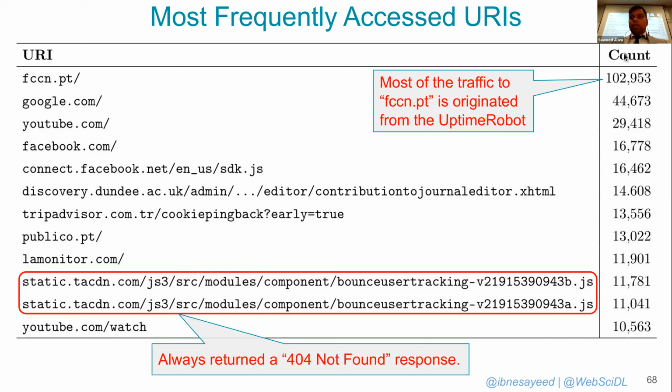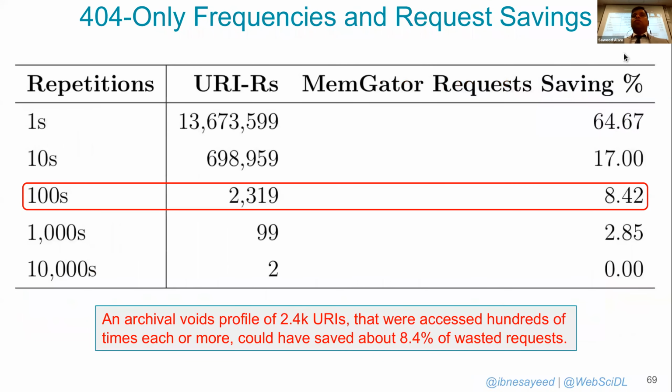Another thing we noticed is there are two long URLs highlighted. Together, those were accessed more than 22,000 times. And they always returned 404 not found. So if we had noted this somewhere, just by knowing these two URLs, we could have avoided that many requests to the archive. And this is the point of archival voids, right? So what we did is we extracted only 404 URIs that have never returned anything but 404. And what we found is that an archival void profile of about 2.4K URIs that were accessed hundreds of times or more could have saved about 8.4% of wasted queries.